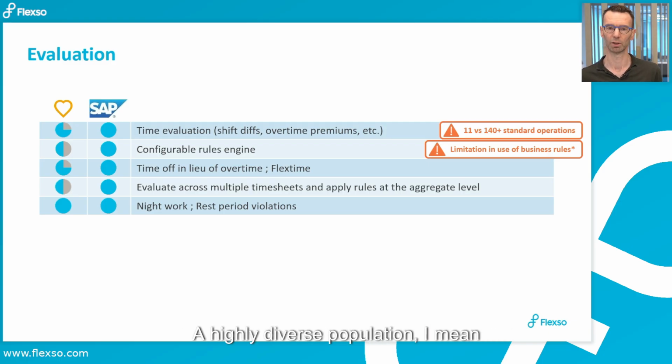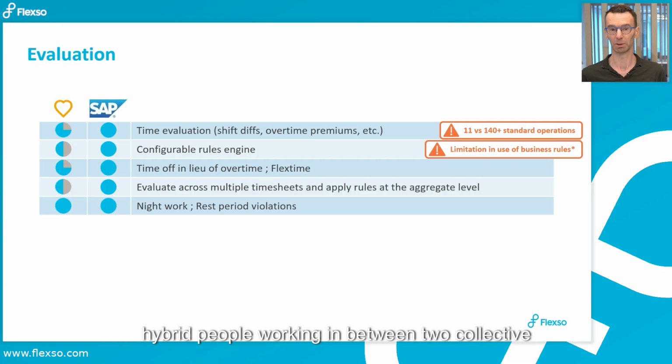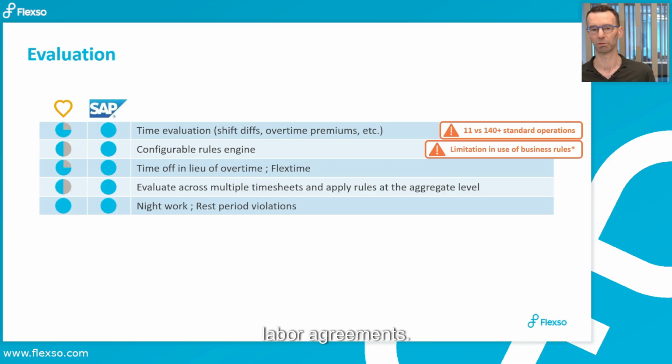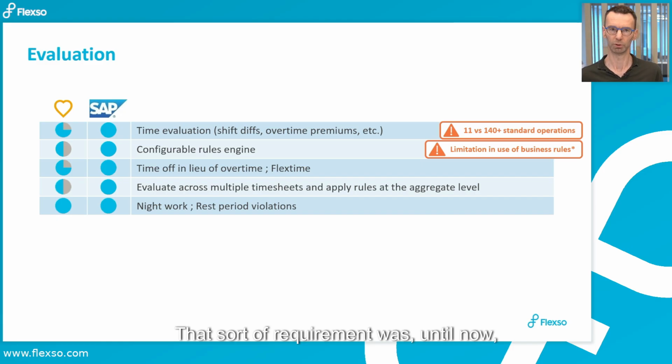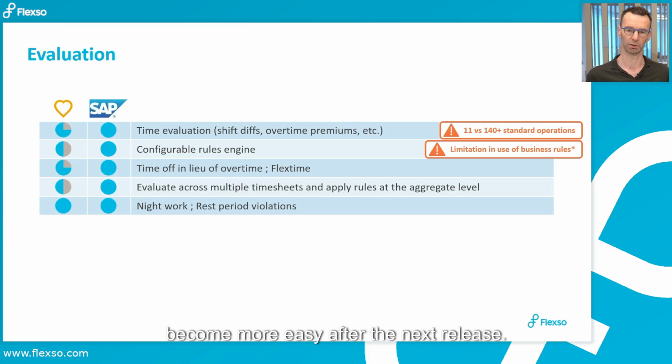By a highly diverse population, I mean lots of smaller groups of employees that have diverging sets of rules, or if you have multiple collective labor agreements in your company, and people can easily cross over from one agreement to another, or there are hybrid people working in between two collective labor agreements. That sort of requirement was until now more difficult to implement in SuccessFactors, and that will definitely become easier after the next release.